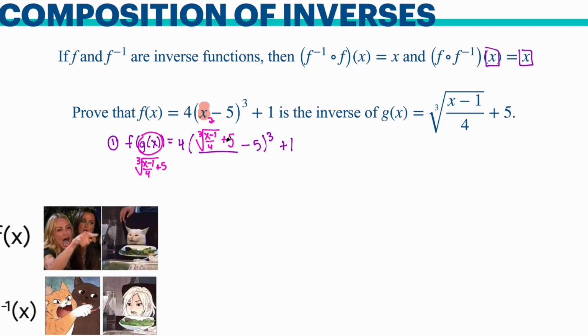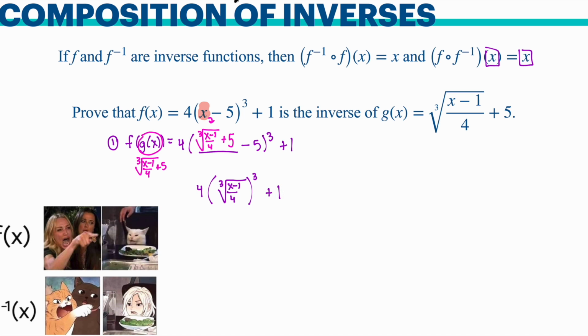Well, first I see a plus 5, and immediately I see a minus 5, which means they are going to cancel. So I'm going to have a 4 in parentheses. All right, I have a cube root of x minus 1 over 4. The 5 minus 5 cancel. Now I'm left with a cube as the exponent and then a plus 1.